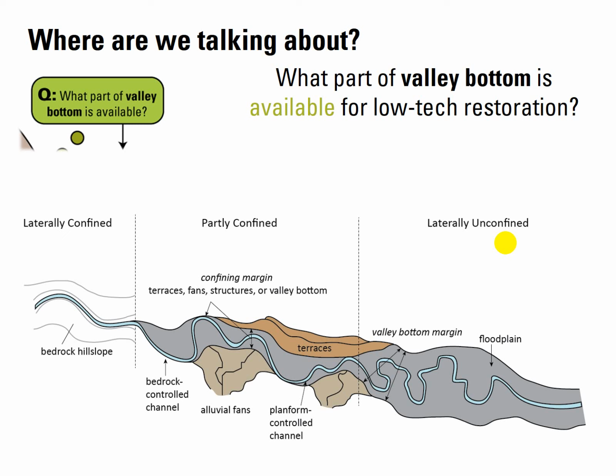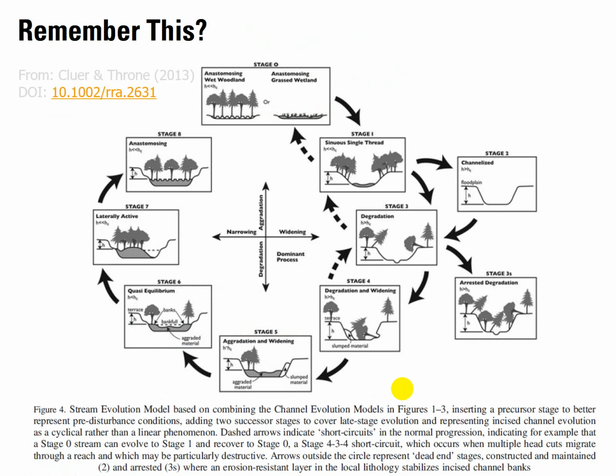So what we're interested in is, of course, how much space a stream needs. It varies based off of the valley setting. This valley bottom setting changes between laterally confined, partly confined, and laterally unconfined systems where there's different degrees of adjustment and types of adjustment possible for these systems. So how do we map that?